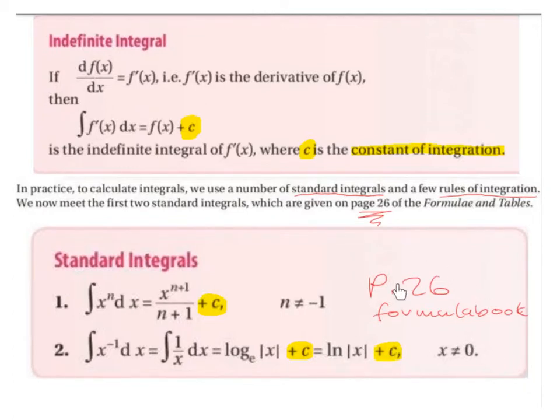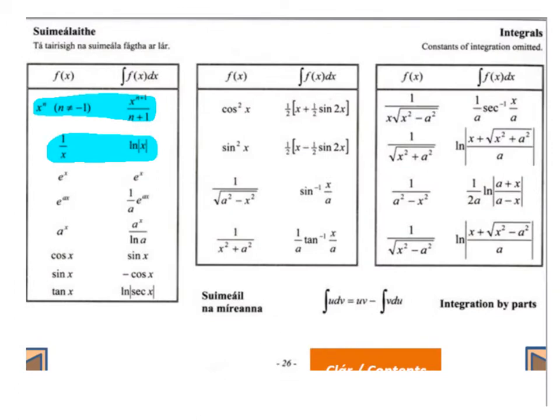So these are on page 26. Notice that in each case you add on a plus c, which is a constant. So here we have page 26, and here we have our first two integrals.